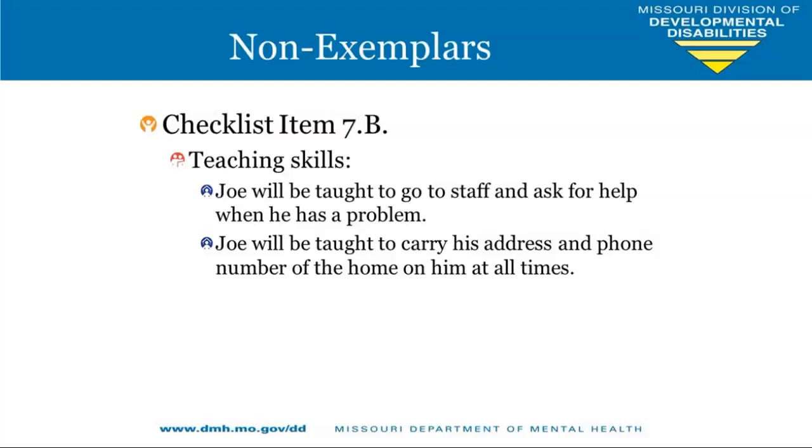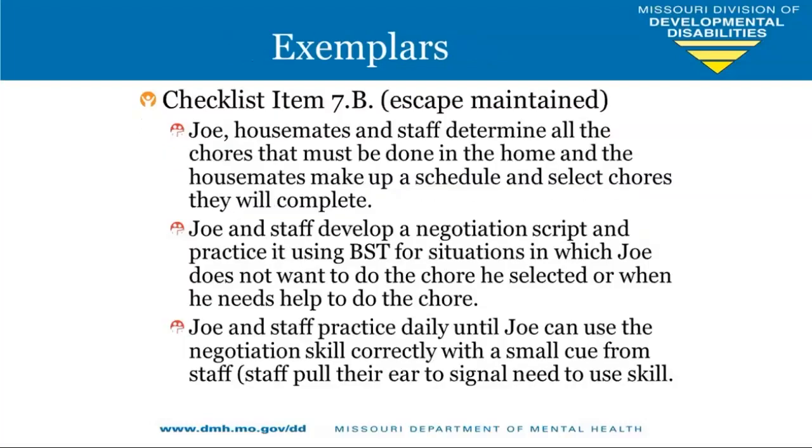Okay. Next slide, please. Here would be an example for a situation where the problem seems to be maintained by escape from something. Joe, his housemates, and staff will determine all of the chores that must be done in the home, and Joe and his housemates together will make up a schedule and select chores that they each will complete. Joe and staff develop a negotiation script, practicing it using behavioral skills training, for situations in which Joe does not want to do the chore he selected or when he needs help to do the chore. And then Joe and staff practice daily until Joe can use the negotiation script skill correctly with a small cue from staff.